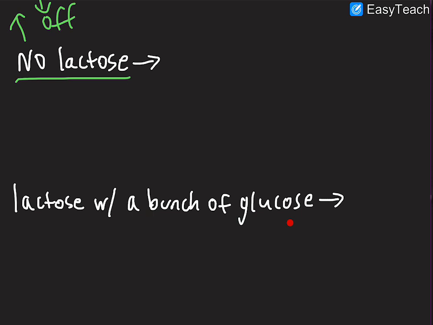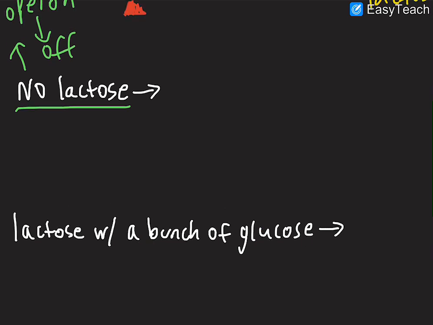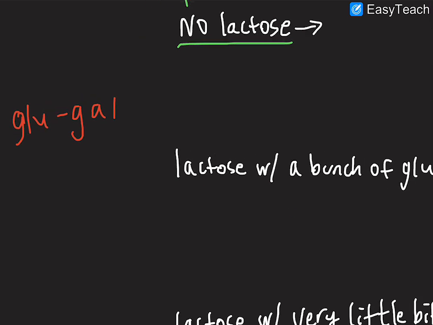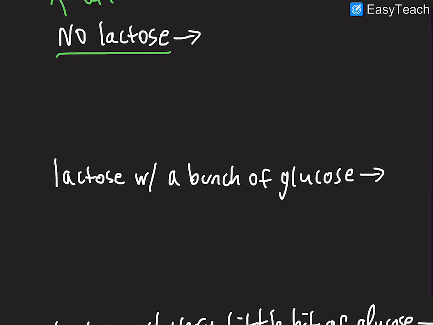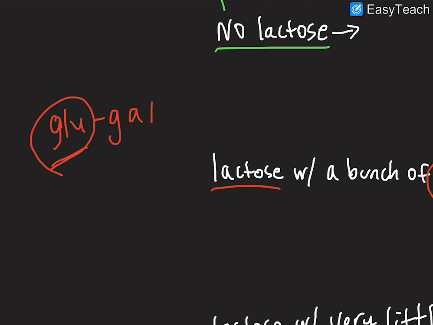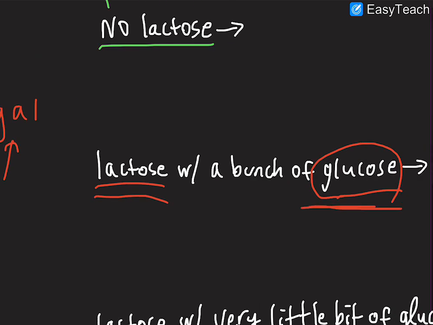Lactose plus a bunch of sugar, a bunch of glucose. Remember we said lactose is what? Lactose is glucose and galactose. It's a disaccharide. Glucose is just glucose. So if the bacteria had an option to use lactose as energy or glucose as energy, it's going to choose glucose, because you don't have to break down glucose. It's already ready to use as energy. But lactose, it'll have to break this bond between glucose and galactose. So why would it spend energy doing that if it already has glucose for energy use?